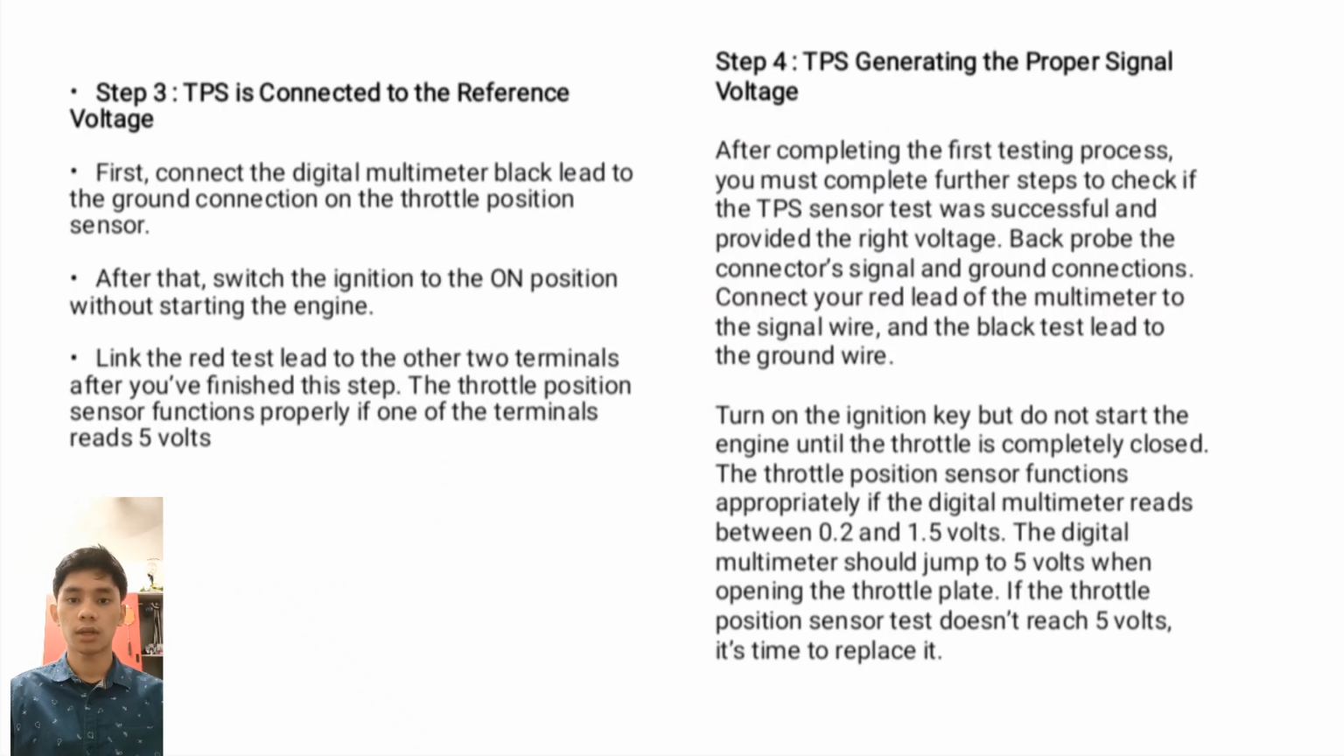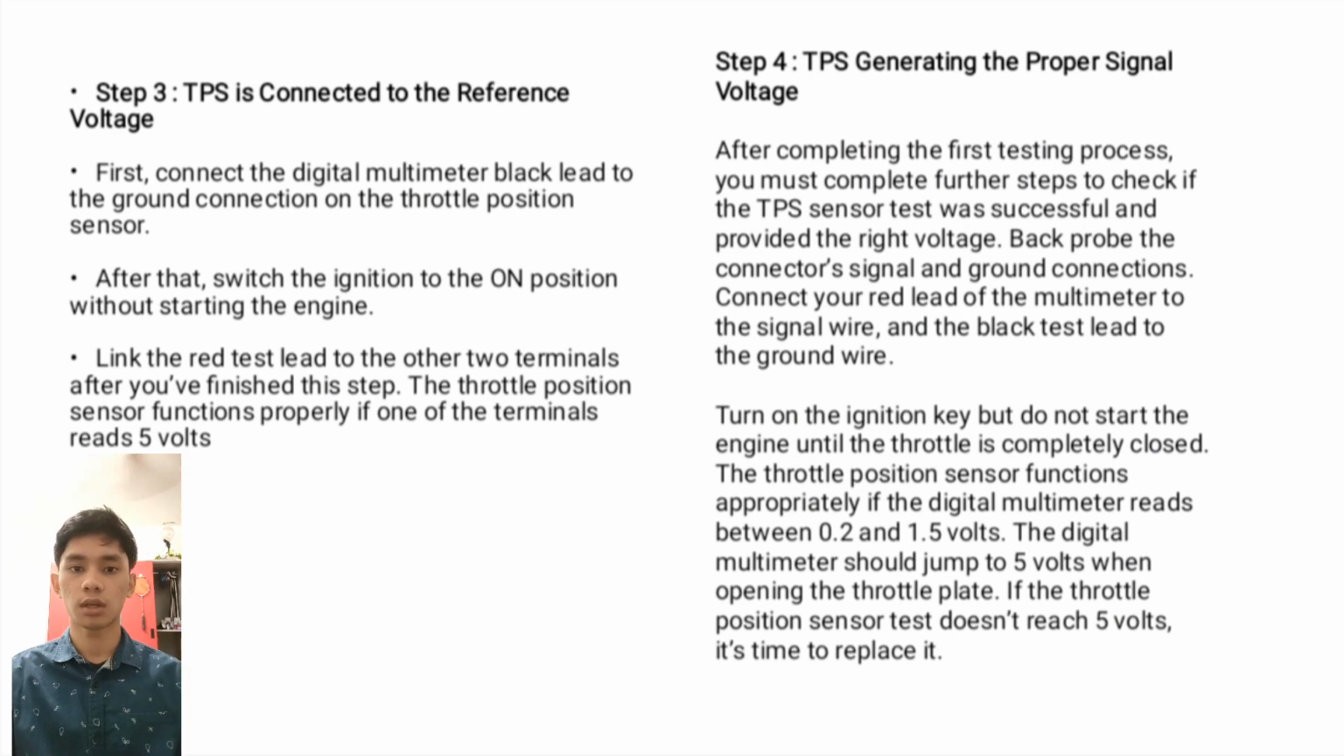Step 3, TPS is connected to the reference voltage. First, connect the multimeter black lead to the ground connection on the throttle position sensor. After that, switch the ignition to the on position without starting the engine. Link the red test lead to the other terminal after you have finished this step. The throttle position sensor functions properly if the terminal reads 5 volt.